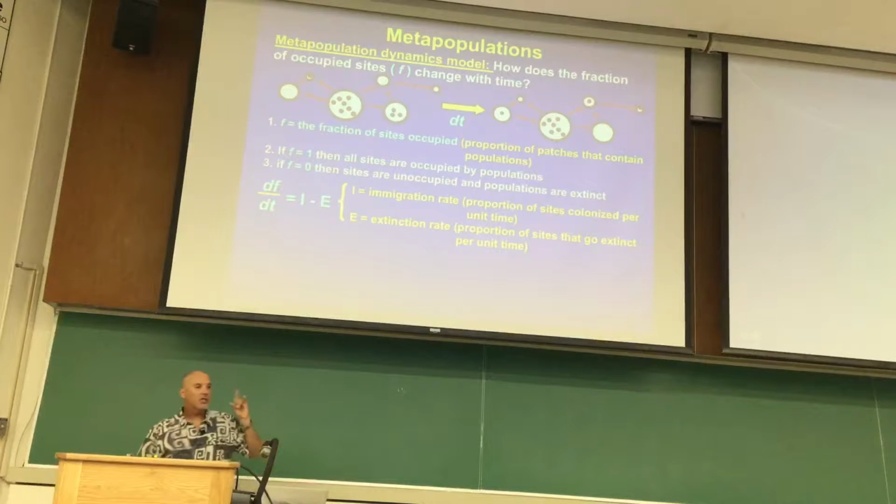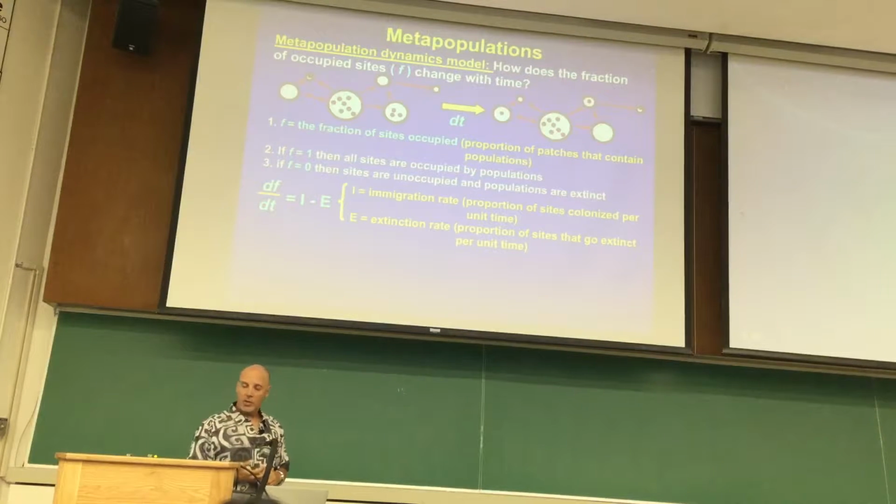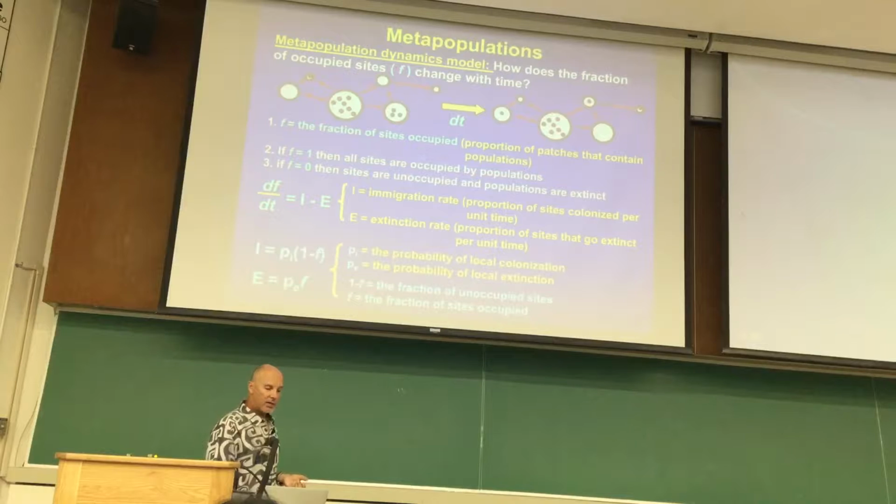So the change in the fraction of sites that are occupied over the change in time is a function of I minus E. I in this case is integration, the proportion of sites colonized per unit time. E is not emigration, it stands for extinction here, and it's the extinction rate. And so it's the proportion of sites that go extinct per unit time. So we can break that down into a couple.